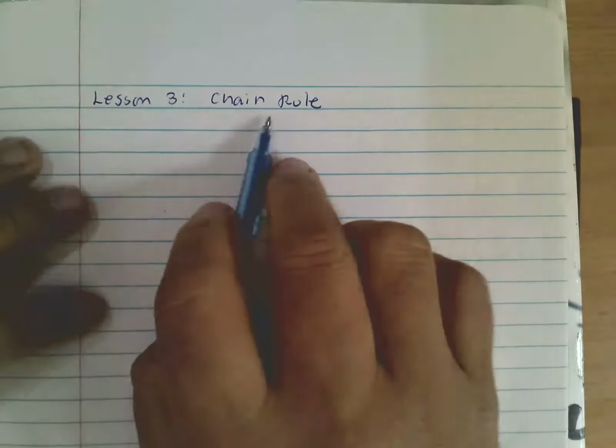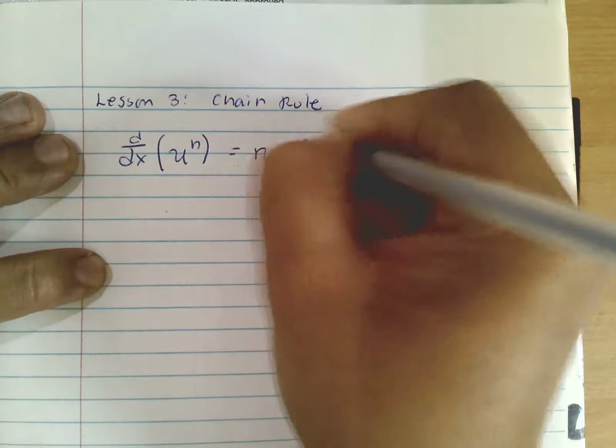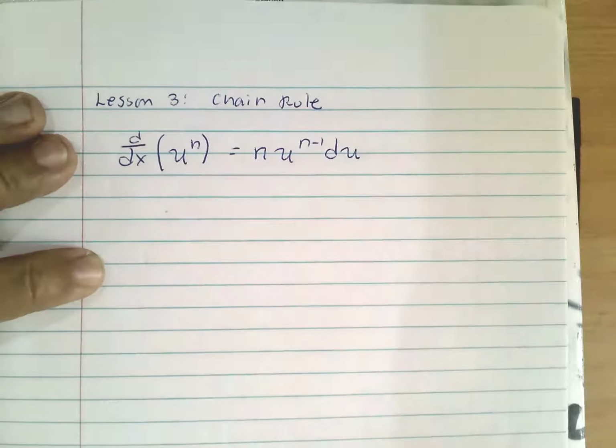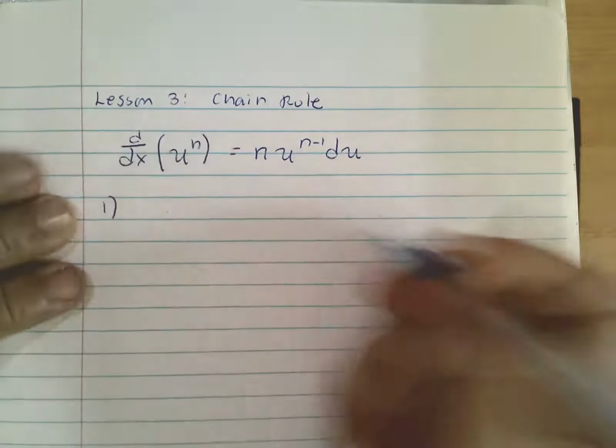Lesson 3 for differentiation will be the chain rule. The chain rule says the derivative of u to the n is equal to n u to the n minus 1 times the derivative of your u. Okay, so let's try to have our example number 1.